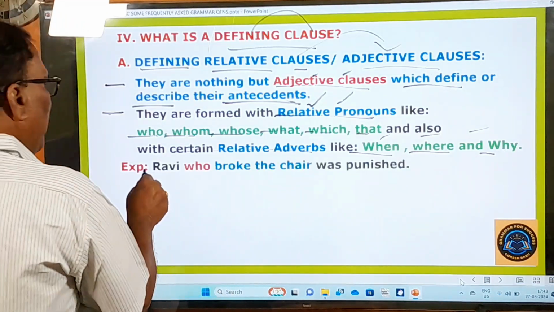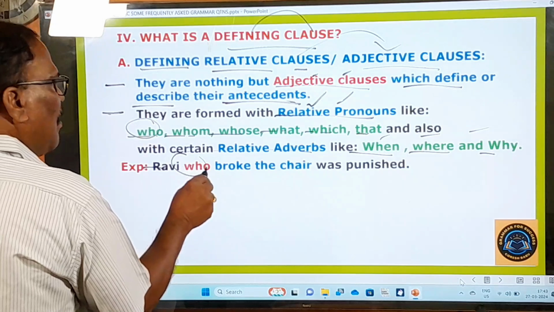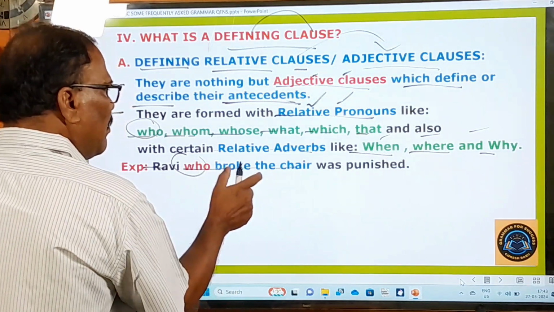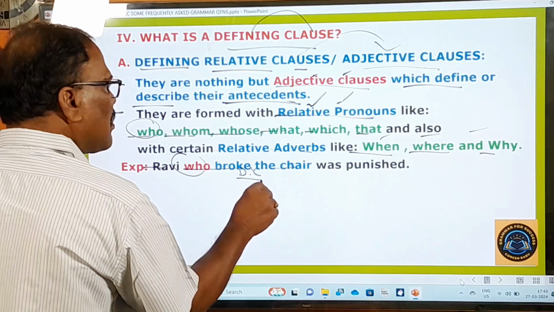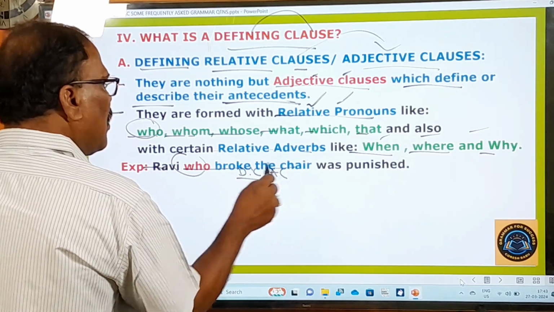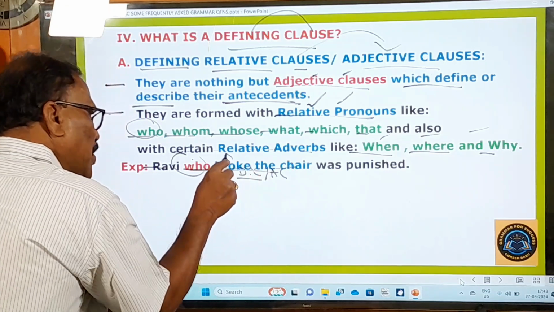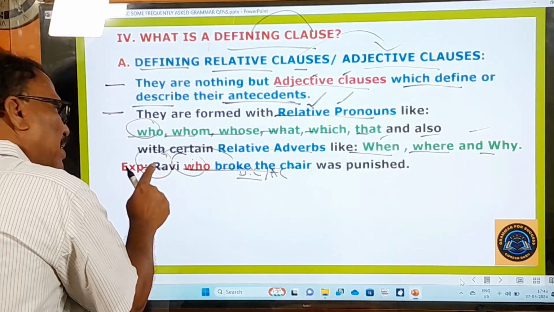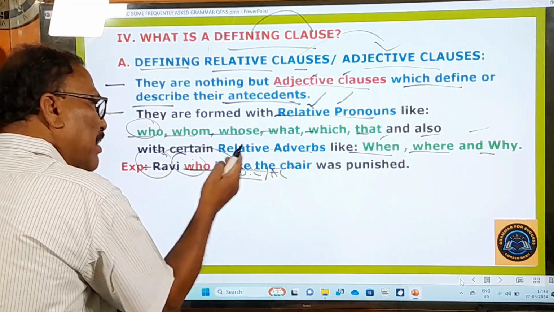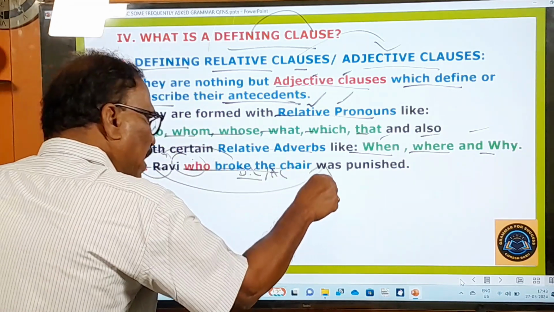Very easy. Ravi, who broke the chair. This is the defining clause or adjective clause. What is this doing? This whole part, who broke the chair, is defining this Ravi. It is describing this Ravi. Who broke the chair? Evaraithe chairunu viragottaru, a Ravi was punished. It's right.